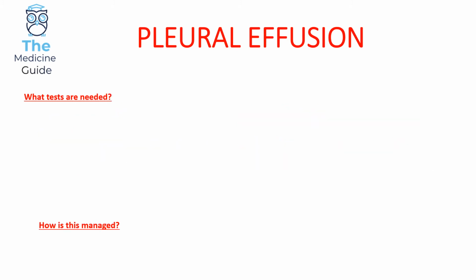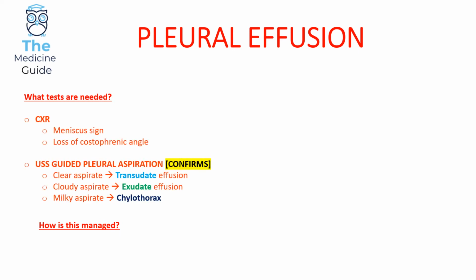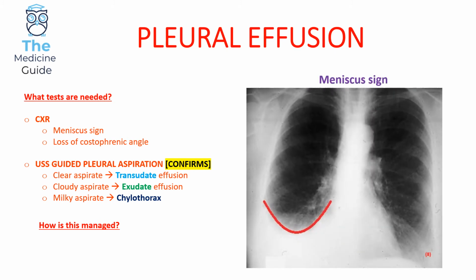So now let's look at some of the tests that are needed in pleural effusion. Like I mentioned in the previous slides, we need to perform a chest x-ray in patients who have a pleural effusion. This classically presents with a meniscus sign, so it's that U-shaped bend during a chest x-ray. It shows that U-shaped bend with shadowing, and there'll also be a loss of the costophrenic angle. Now we need to do an ultrasound guided pleural aspiration to confirm that it's a pleural effusion, because on the chest x-ray all we can see is this degree of shadowing.